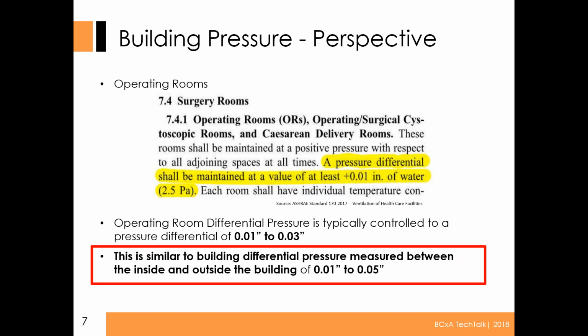Operating rooms, I say, are typically controlled to 0.01 to 0.03. Buildings, here's your answer: building pressure is typically in the 0.01 to 0.05 range. Set point is probably 0.03, 0.05 type of numbers. So that is what you're shooting for with building pressurization. It's not 1 inch, it's not 1 PSI. Those would be values that are way, way out of range.